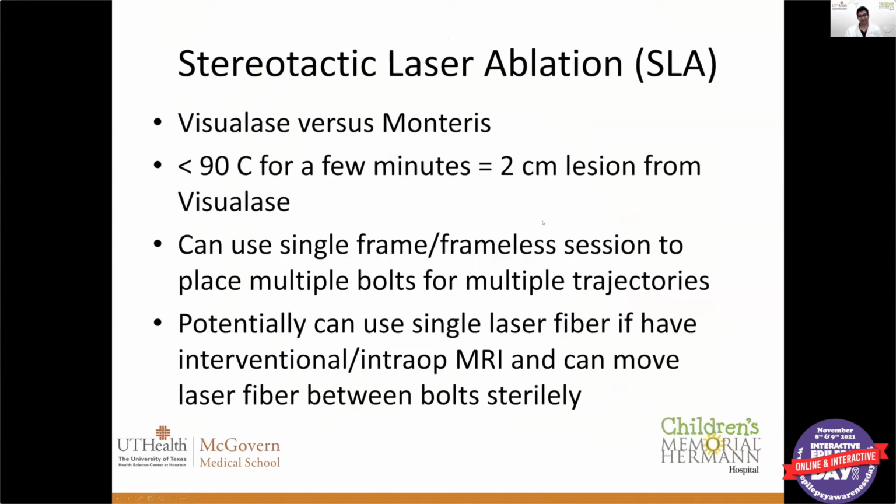So moving on then to stereotactic laser ablation. There are multiple vendors, but the point is that we can do this in real time in the MRI, watching what tissue we're ablating, whether you use the Monteris or the Medtronic Visualase. We toast the tissue. We get it up to as close to 90 degrees Celsius, which is when we know the tissue is being destroyed, for a few minutes. We can make almost a 2 centimeter sausage-like lesion, so that it's usually about 17, 18 millimeters. And you can place multiple bolts.